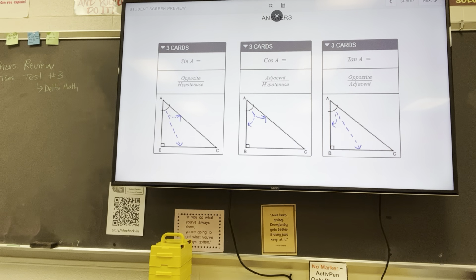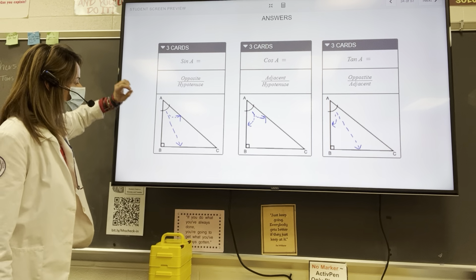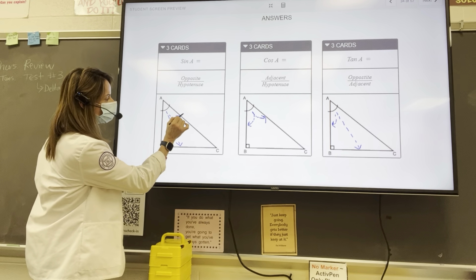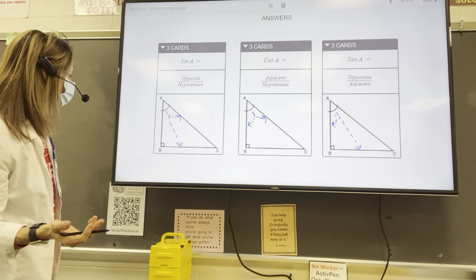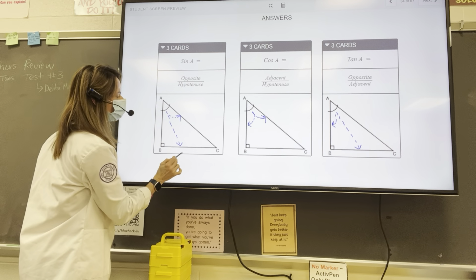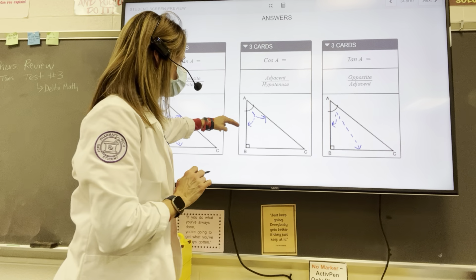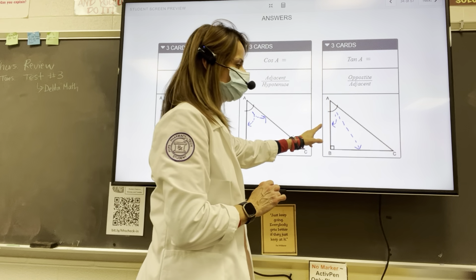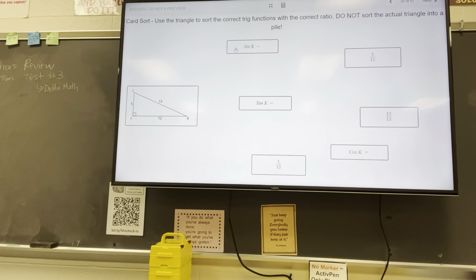Here we go. So the sine relationship is opposite over hypotenuse. And if we're referencing this angle, this side is opposite, and this side is, I'm sorry, that's not right. Where's the hypotenuse? Oh yeah. Opposite, and that side is the hypotenuse. Cosine is adjacent over hypotenuse. Tangent is opposite over adjacent. How are we doing? We did practice this a little bit before the break.